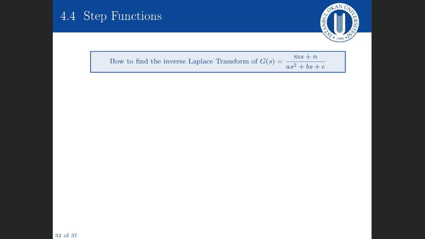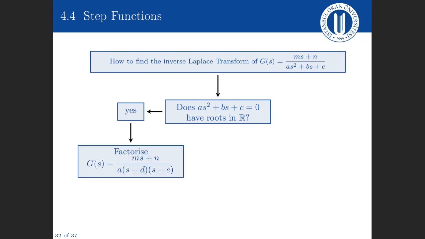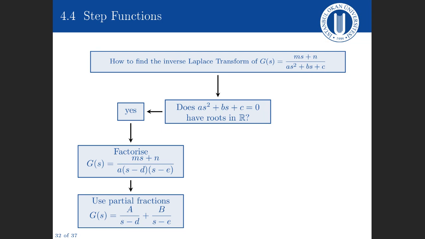How do we find the inverse Laplace transform of a rational function like this, where the denominator is a quadratic function? We need to ask, what are the roots of the denominator? And does it have roots in the real numbers? If the answer is yes, then we're going to use partial fractions. We factorize the denominator and then we use partial fractions. That's the technique that we started using last week and we've used earlier today.